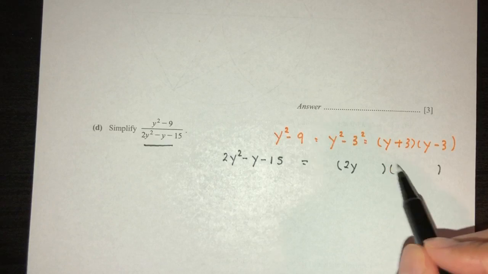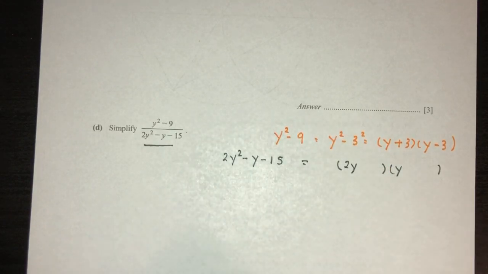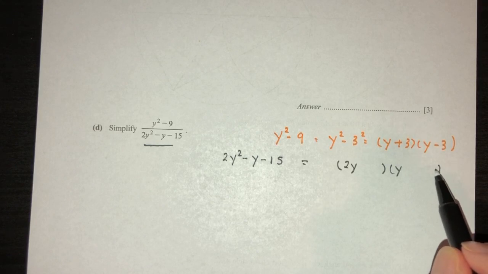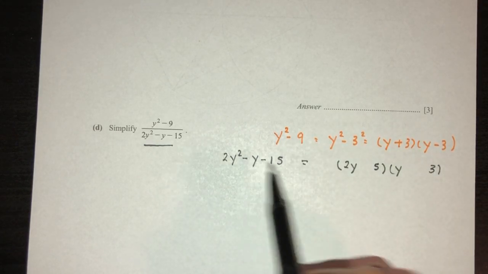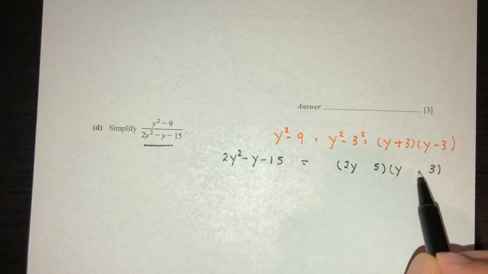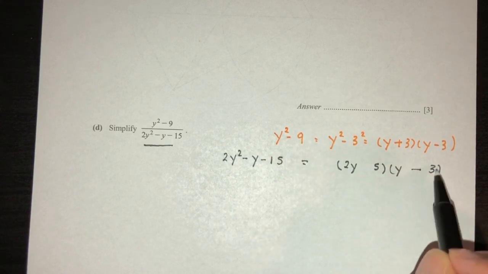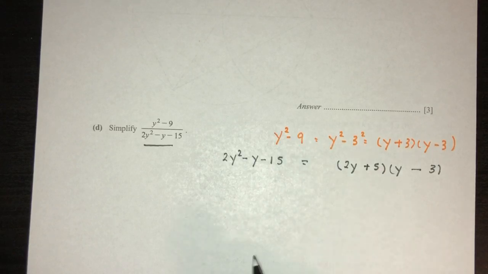2y squared is 2y times y. 15 is 3 times 5. So we can put 3 here and 5 here. Why? Because we need to have minus 1. To get minus 1, we have to have minus 6, which is this times this, and plus 5.